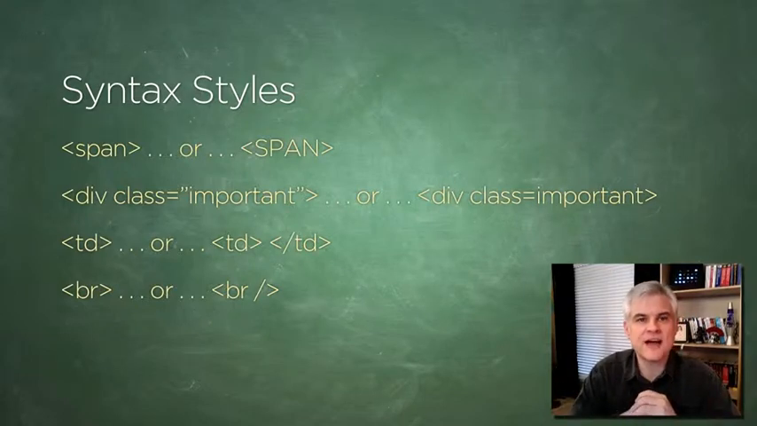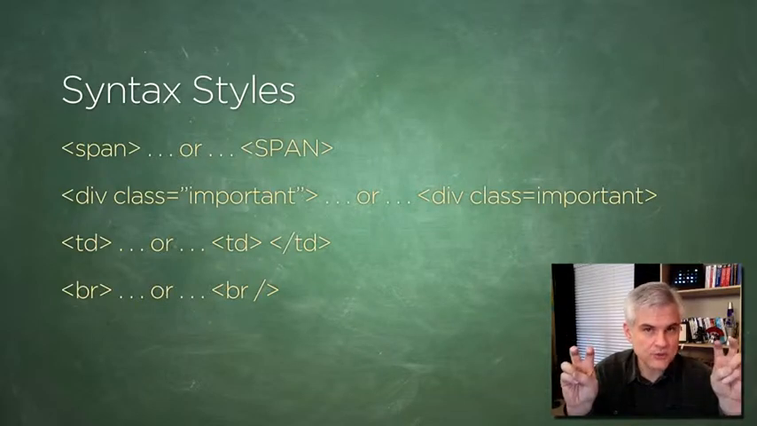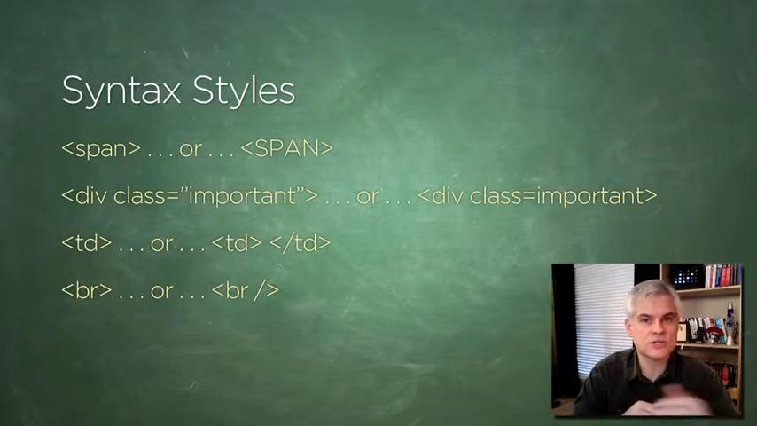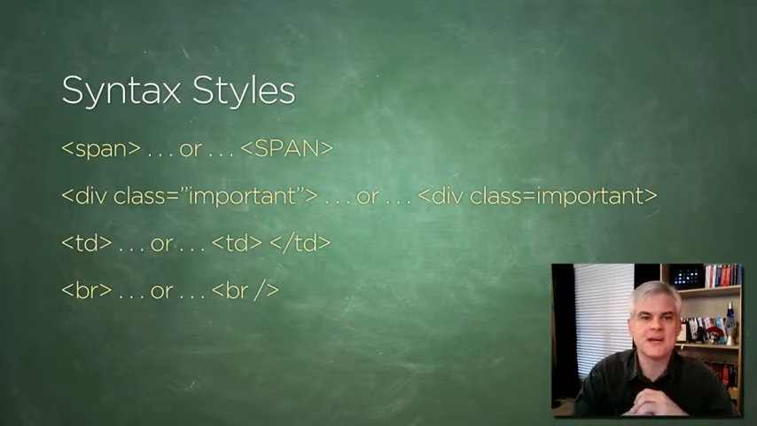Then there's the difference of how you set values to the attributes inside of given tags. For example, if I were to, on this div tag, set the class equal to important, I can choose to use double quotes around the word important or choose not to. I still recommend you use the double quotes around it.